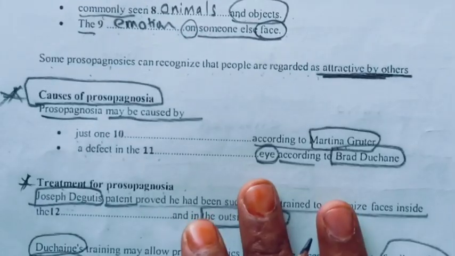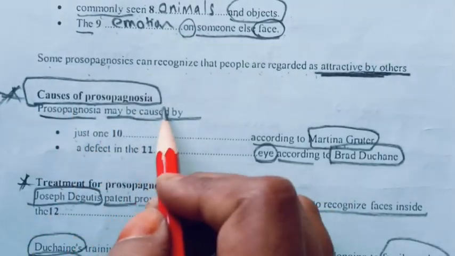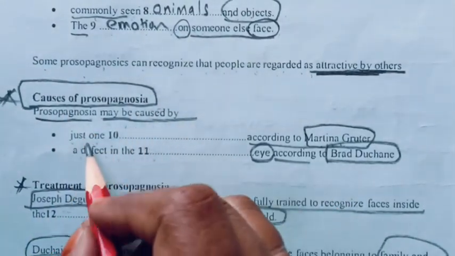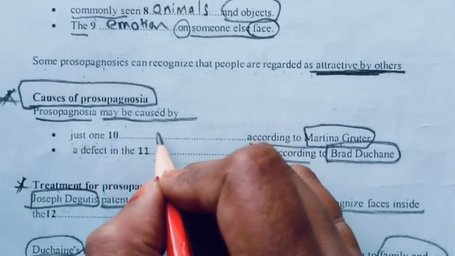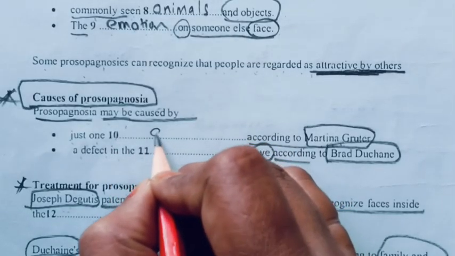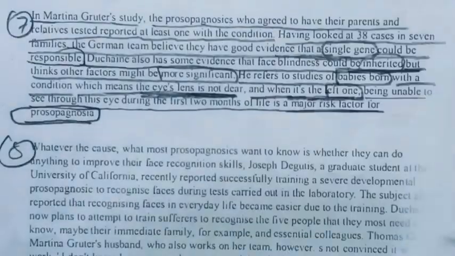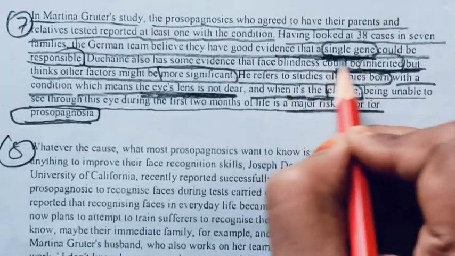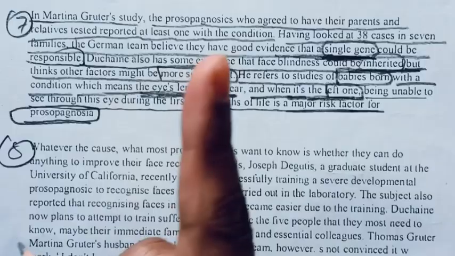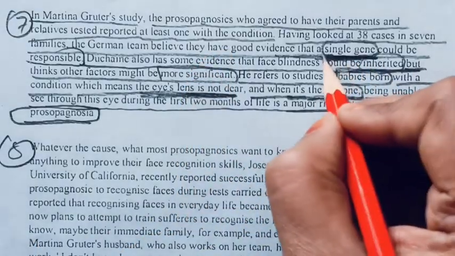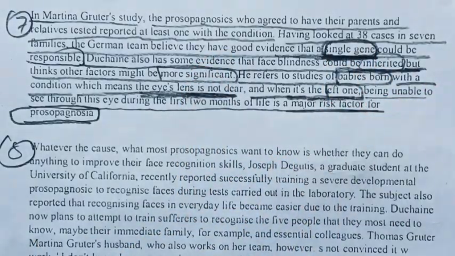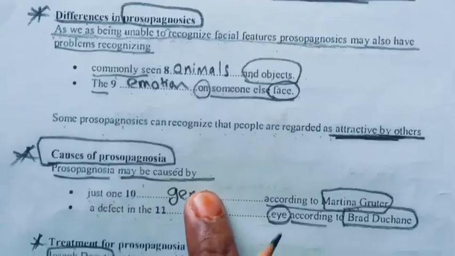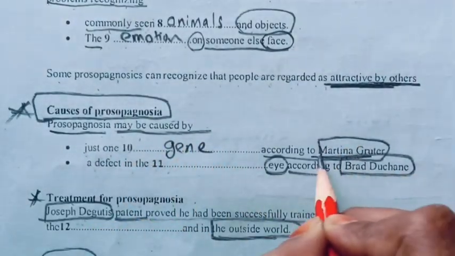So let's see. Causes of prosopagnosia. Prosopagnosia may be caused by just one. We have just seen this: just one means single gene. So we are getting our answer from here: just one gene, according to Martina Grutter.